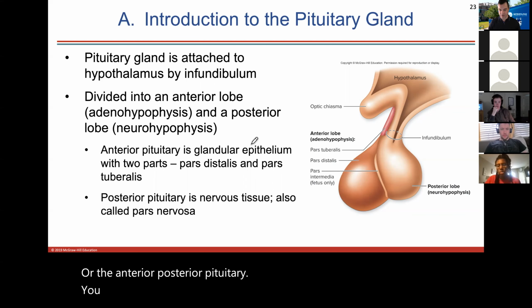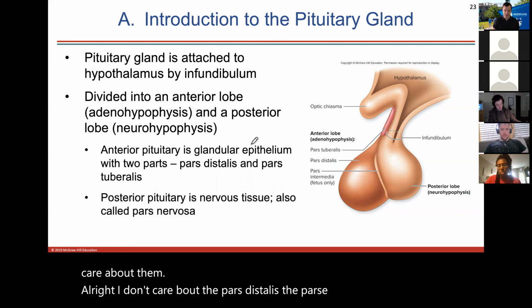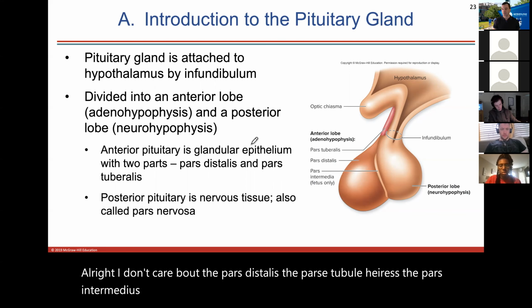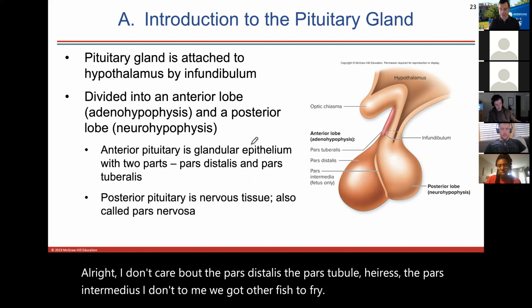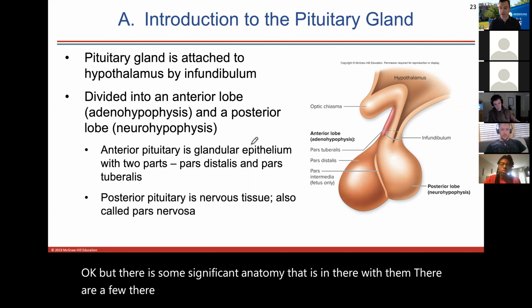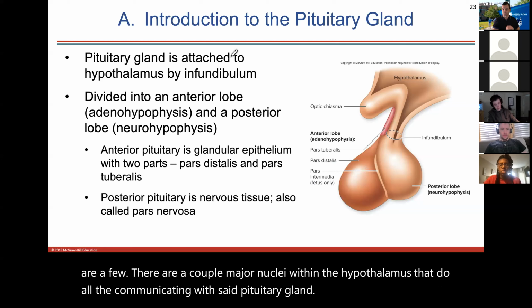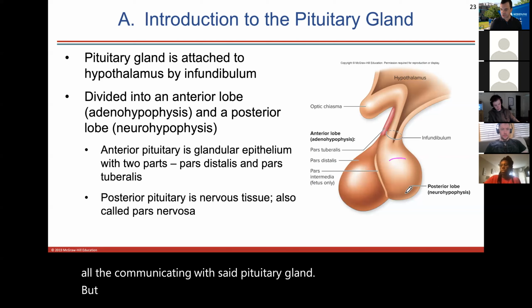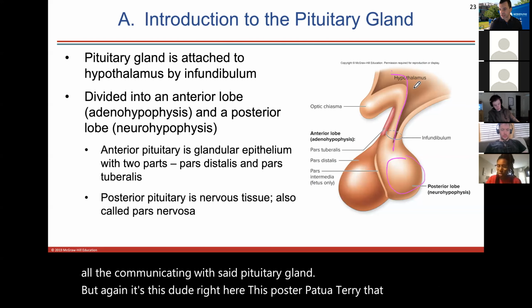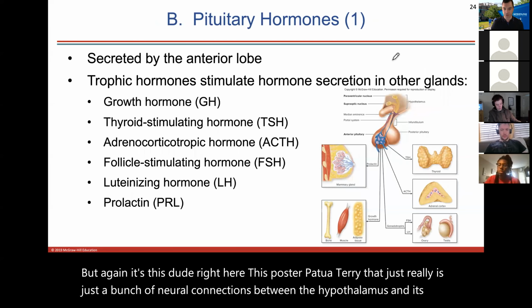You can see there's a few different parts to the anterior pituitary. I do not care about them. I don't care about the pars distalis, the pars tubularis, the pars intermedia. We've got other fish to fry. But there is some significant anatomy in there. There are a couple of major nuclei within the hypothalamus that do all the communicating with the pituitary gland. But again, it's this posterior pituitary that is really just a bunch of neural connections between the hypothalamus and its distant, long lost piece, the posterior pituitary.